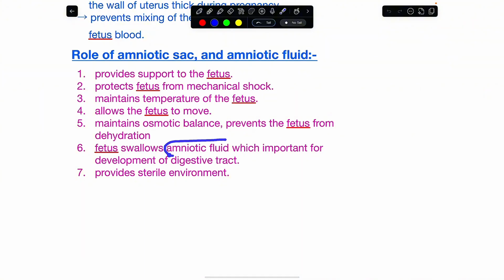And you would be amazed to know that when the fetus is developing within the mother's womb, it keeps on swallowing the amniotic fluid, and that is important for the development of its digestive tract. And last, the same amniotic sac and amniotic fluid provide a sterile environment to the growing fetus, so it does not get attacked by any pathogen.